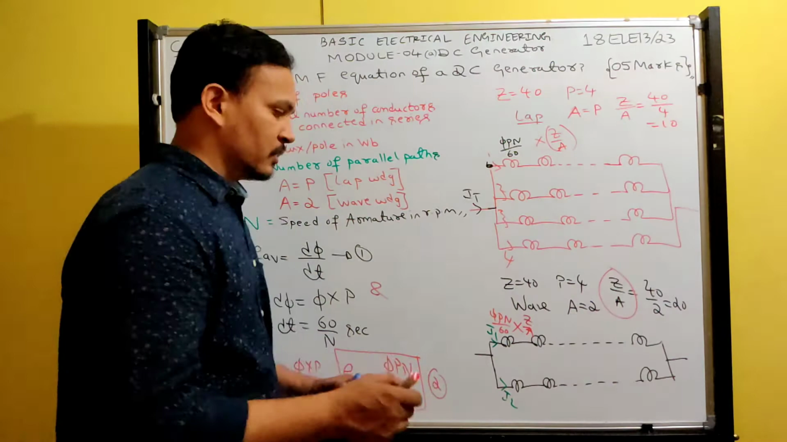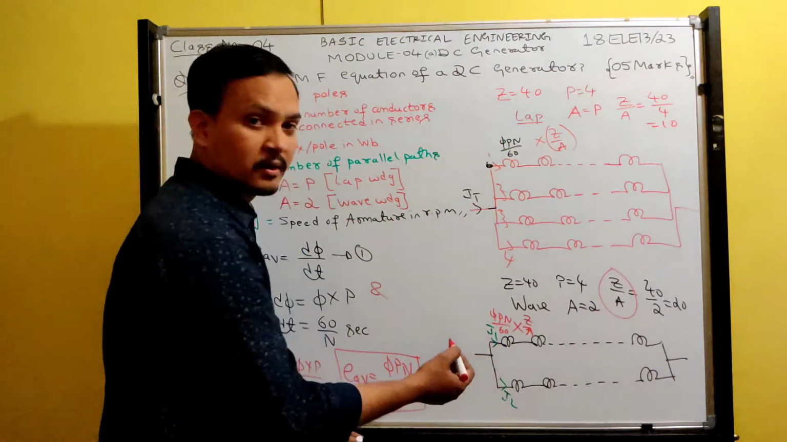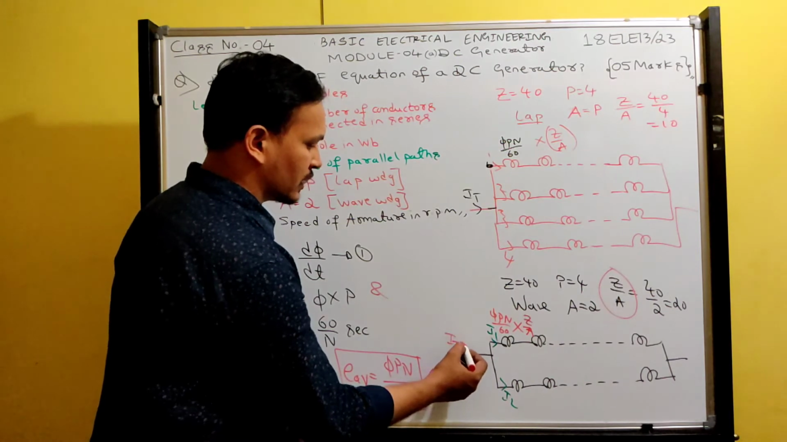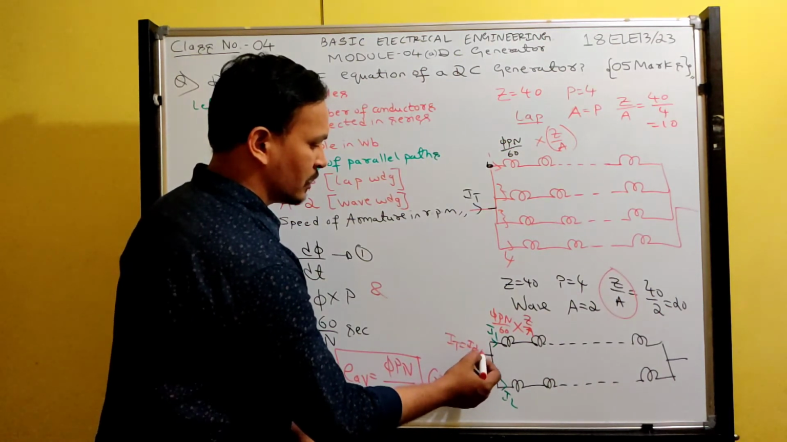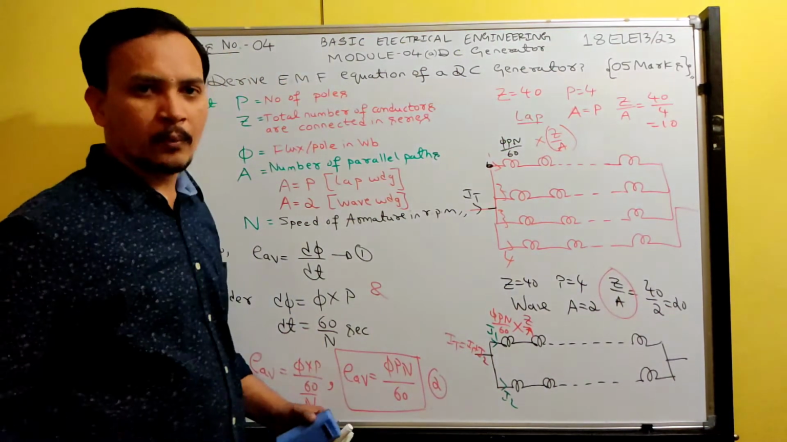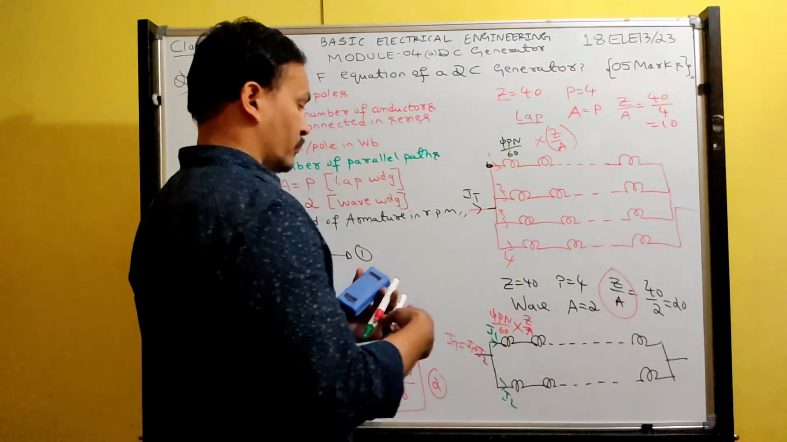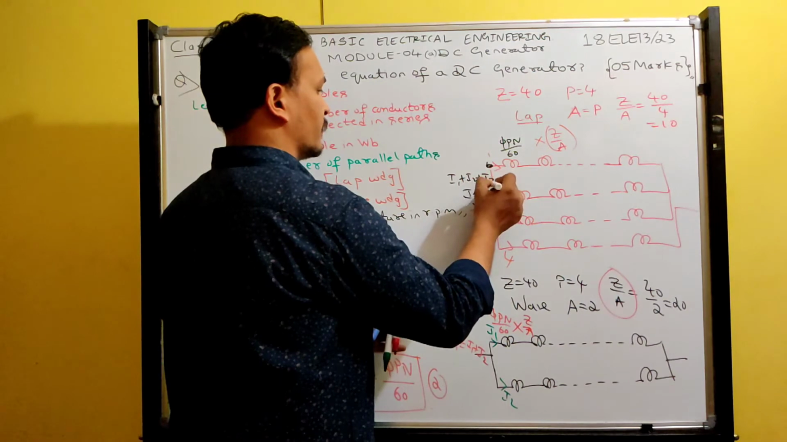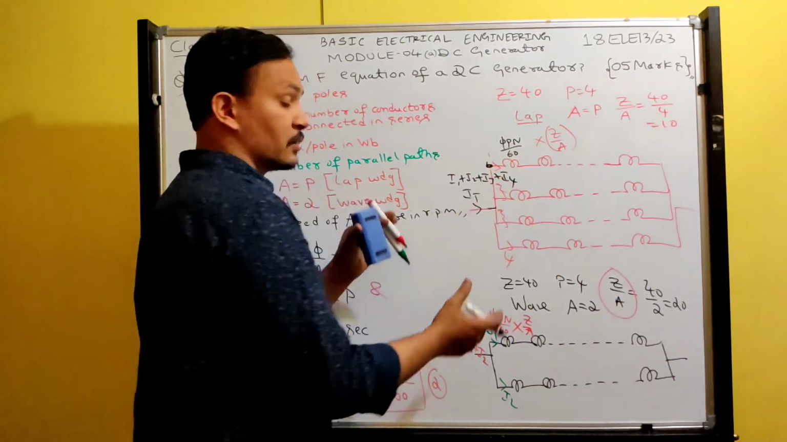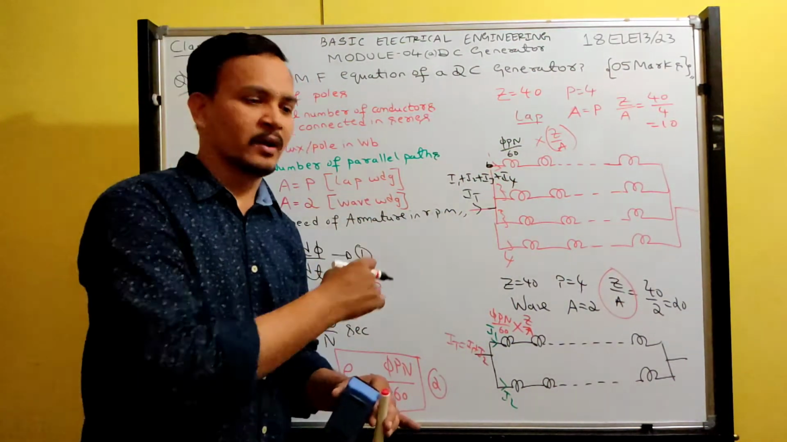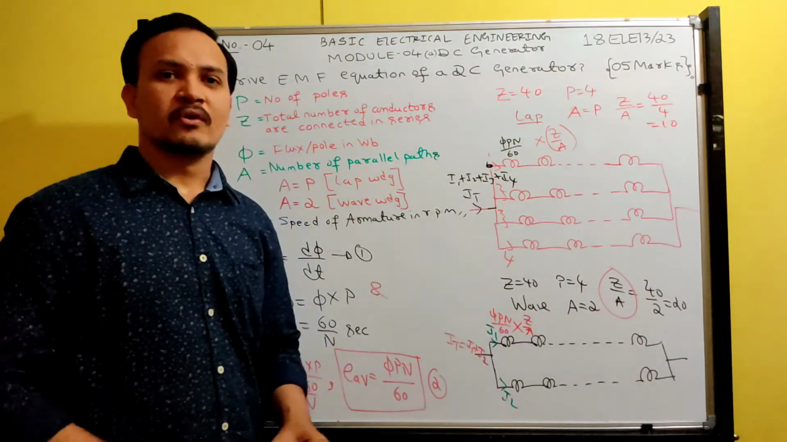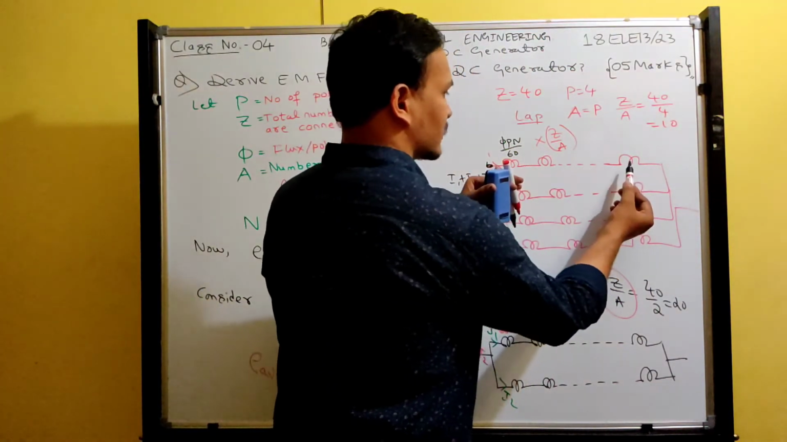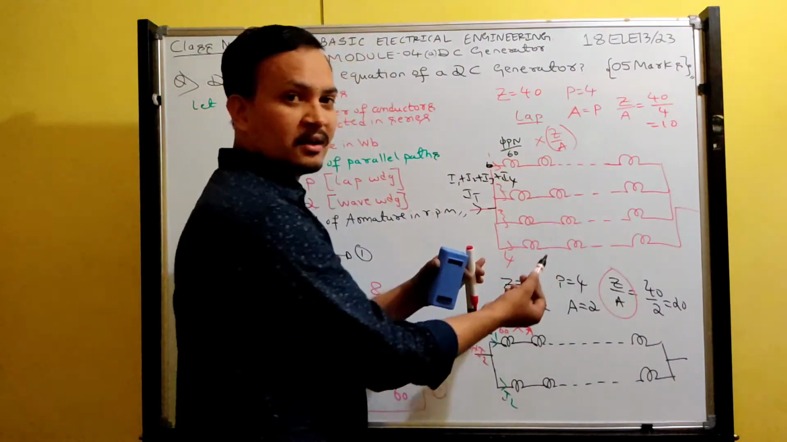But in wave winding, the number of parallel paths is less. So on addition of these 2 currents, your total current will be reduced. Total current will be only I1 plus I2. Okay. But here, what is the total current? I1 plus I2 plus I3 plus I4. You will get more current in lap winding, less current in wave winding. What about voltage? See, only 10 conductors are there. So multiply by 10 times.